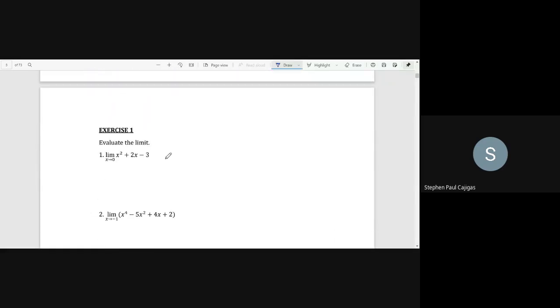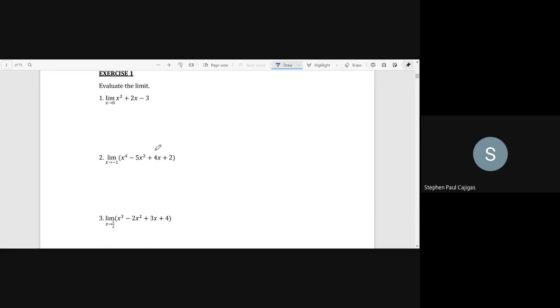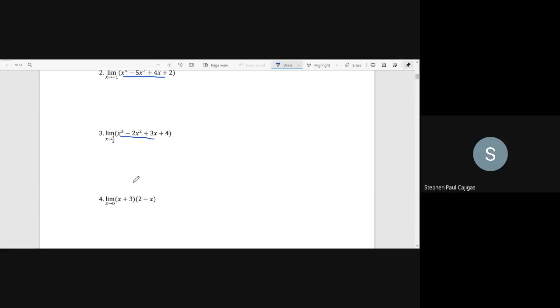So let's do some exercises. These are easy. These are easy because they are polynomials, you just substitute. This one, however, is now not a polynomial. So find out if we can simplify this into a polynomial function. You can try accessing jamboard.google.com. I will type it in the chat box.